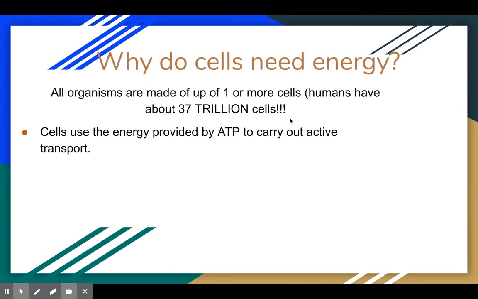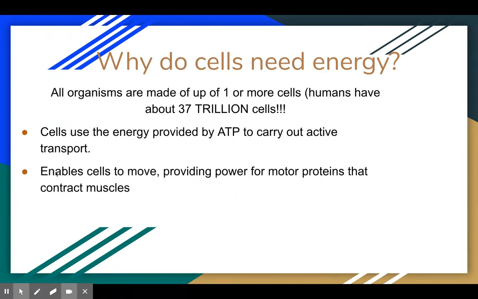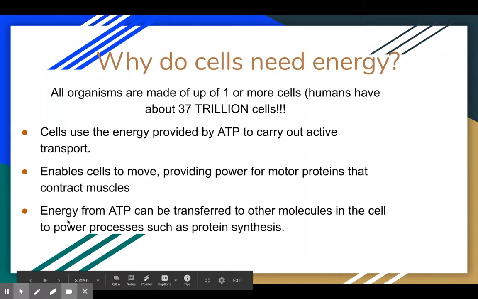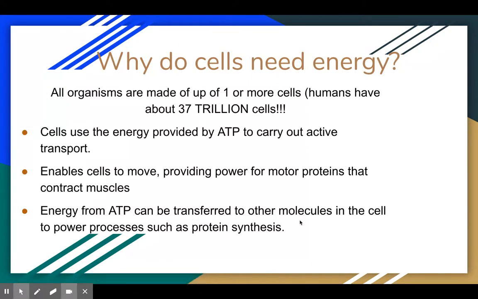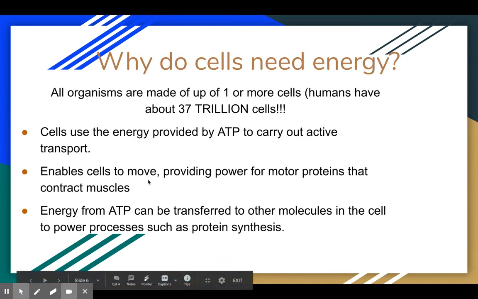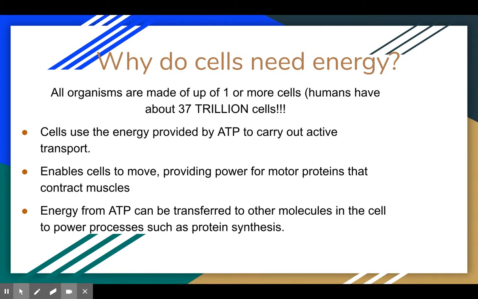Cells use the energy provided by ATP to carry out active transport. The energy also enables cells to move, providing power to motor proteins that contract muscles. So this one might make a little more sense. Our cells use that energy to move our muscles. Active transport is something we'll talk about in later chapters. The energy from ATP also gets transferred into other molecules in the cell to power processes such as protein synthesis. So overall, cells need energy because they do a lot of different functions, and energy is required in order for our cells to do any kind of work.